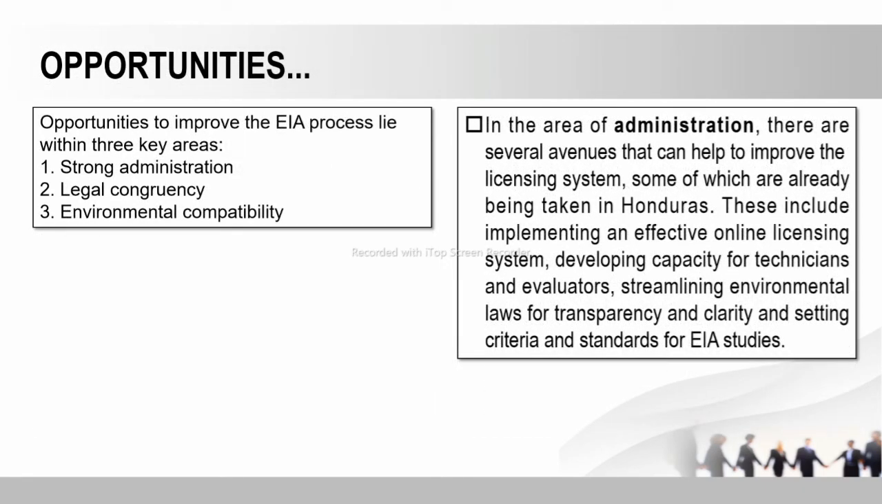Then the opportunities to improve the EIA process lie within three key areas. First is strong administration, second is legal congruency, and third is environmental compatibility. So in the area of administration, there are several avenues that can help to improve the licensing system, some of which are already being taken in Honduras, for example. These include implementing an effective online licensing system, developing capacity for technicians and evaluators, streamlining environmental laws for transparency and clarity, and setting criteria and standards for EIA studies.